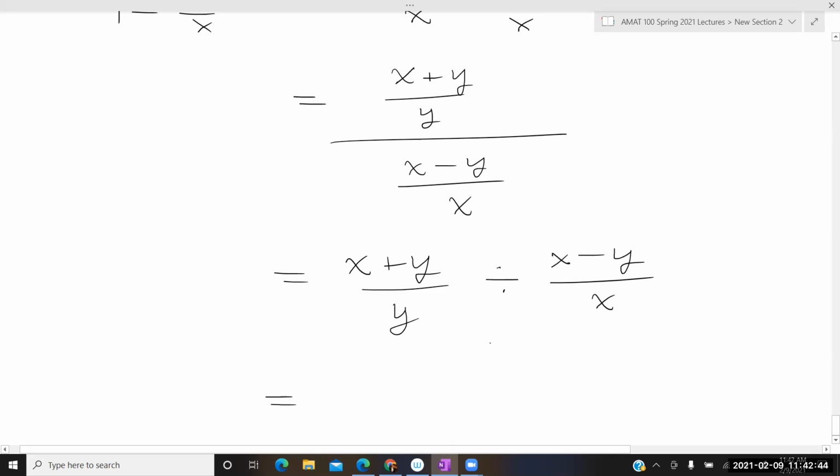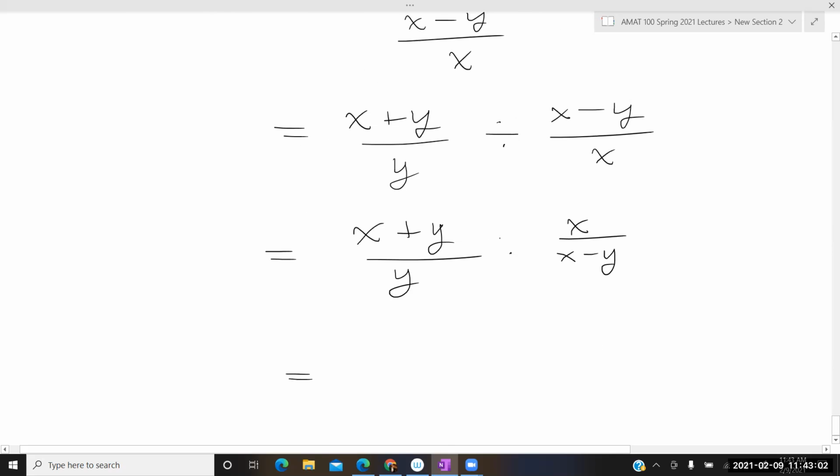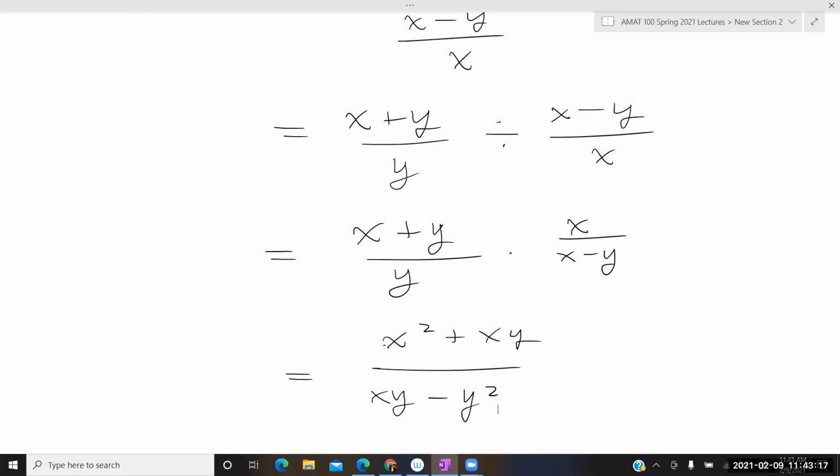But we know by that rule, division is just, you have to flip the second fraction and then multiply. So we'll have x plus y over y times x over x minus y. And if we multiply those, we'll get the numerator by the numerator and the denominator by the denominator. We'll get x squared plus xy over xy minus y squared. So I guess you can maybe have factored that out. It doesn't matter. That's one way of simplifying.